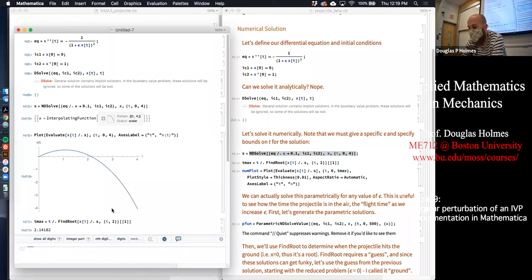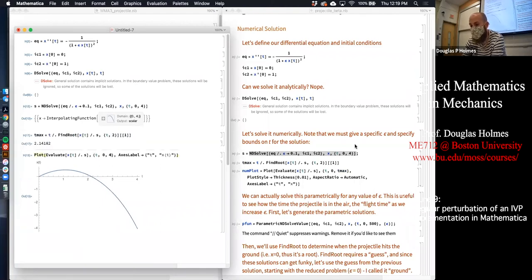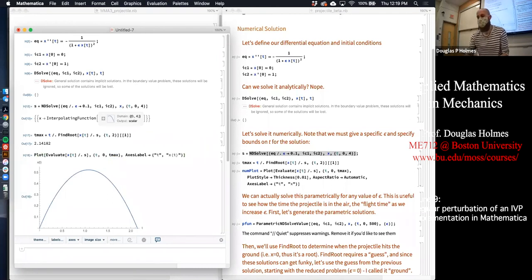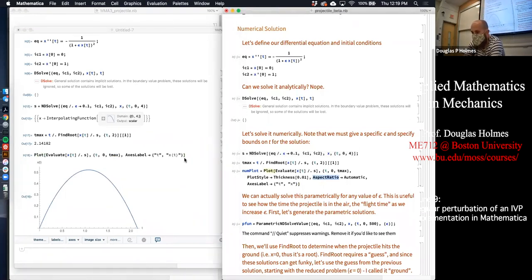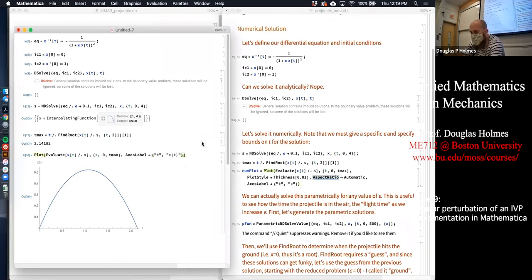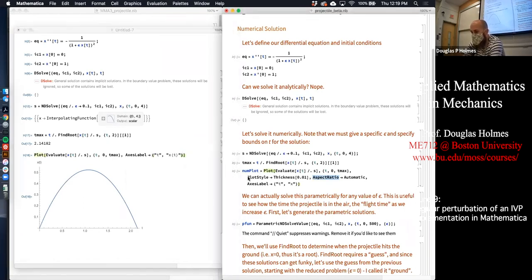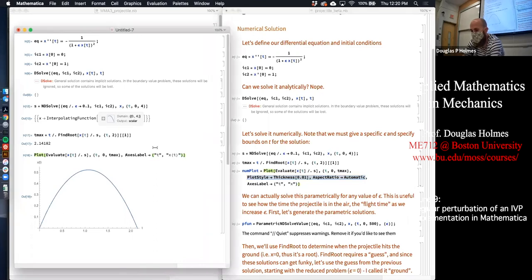And so now if I put this above my solution here, I can plot this more smartly, and I can plot this between t equal to 0 and t equal to t max, and I get the parabola that I wanted. I'm going to ask it to do a couple things here stylistically that are going to help us tell this graph apart from the other graphs that we're going to be solving for. So I'm going to ask it to plot this with a certain thickness, and then I'm going to ask it to plot it with a certain aspect ratio. There's a million things you can do here, but these are the only ones that matter for right now.